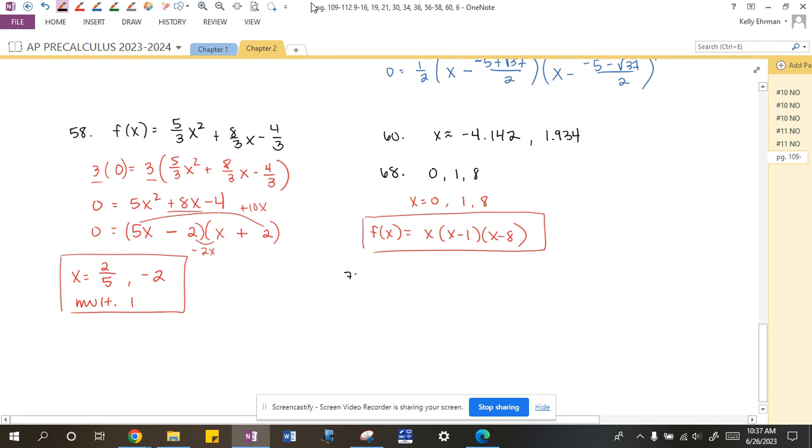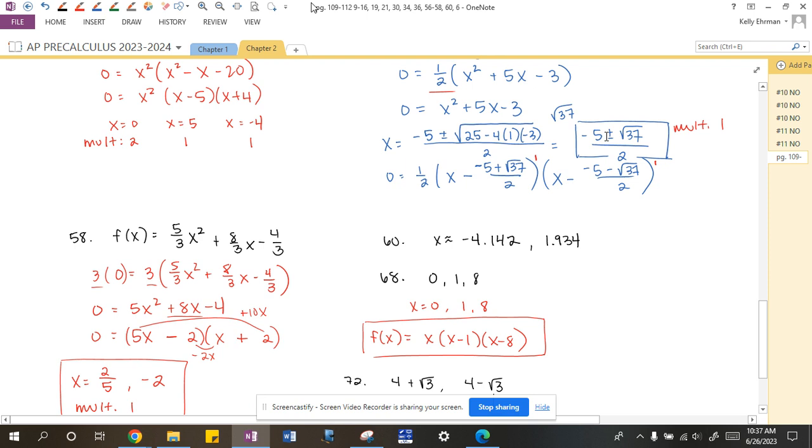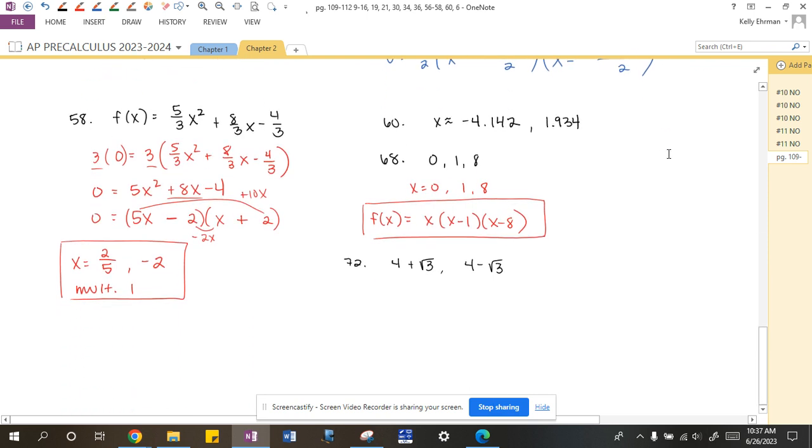Okay, what about something like 72 though? 72 is more complicated because the zeros are more complicated. It says the zeros are 4 plus radical 3 and 4 minus radical 3. So I'm going to go back and look at 57 like I did before, when we had this really ugly set of zeros. Remember, we could just write the zeros as x minus each of those. So I want to start there.